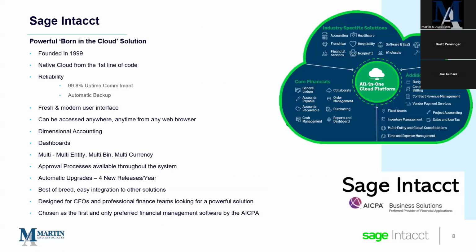So let's talk a little bit more in detail about Sage Intacct. Sage Intacct is a born-in-the-cloud ERP system. The product was founded in 1999. And it was a native cloud-based product from the very first line of code. It was written as a cloud-based ERP system. It's very reliable. It has a 99.8% uptime commitment. And it also does automatic backups and things like I mentioned earlier. Because you're accessing it through a web browser, it has a more fresh and modern user interface. And also because you're accessing it through a web browser, you can access your ERP with Sage Intacct really from anywhere at any time, as long as you have an internet connection and a web browser.